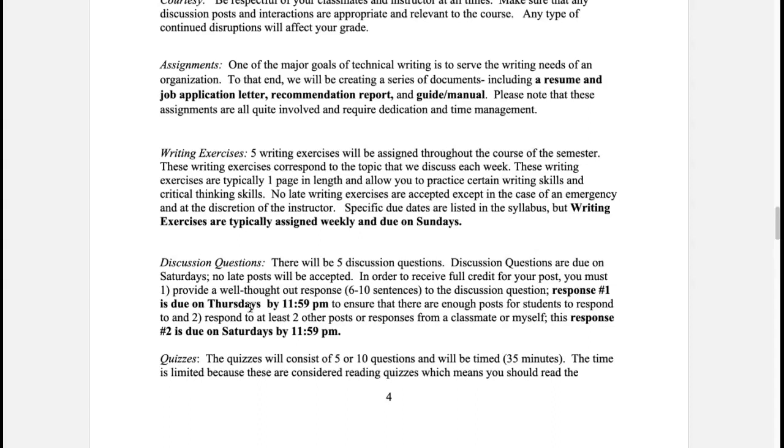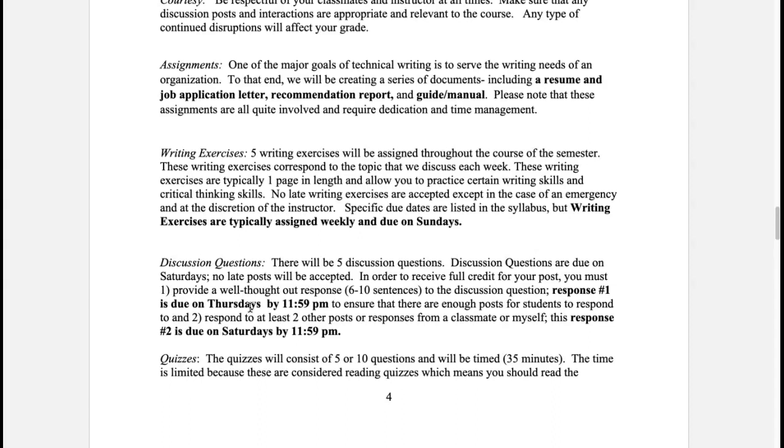So just keep that in mind, because I know some people really do care about their grade, and even 1 point is important to them. So just make sure that you submit your first response to the original post by Thursday, and that you reply to a classmate by Saturday.